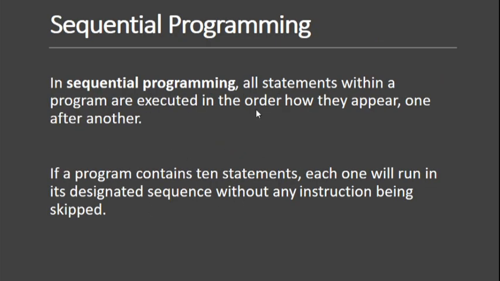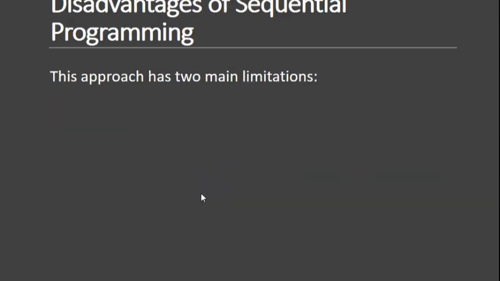In sequential programming, all statements within a program are executed in the order in which they appear, one after another. If a program contains 10 statements, each one will be executed in sequence. For example, if I wrote 10 instructions, 1, 2, 3, 4 up to 10, each and every instruction is executed line by line without skipping anything. It is not possible to skip any instruction between them, so that is a disadvantage.